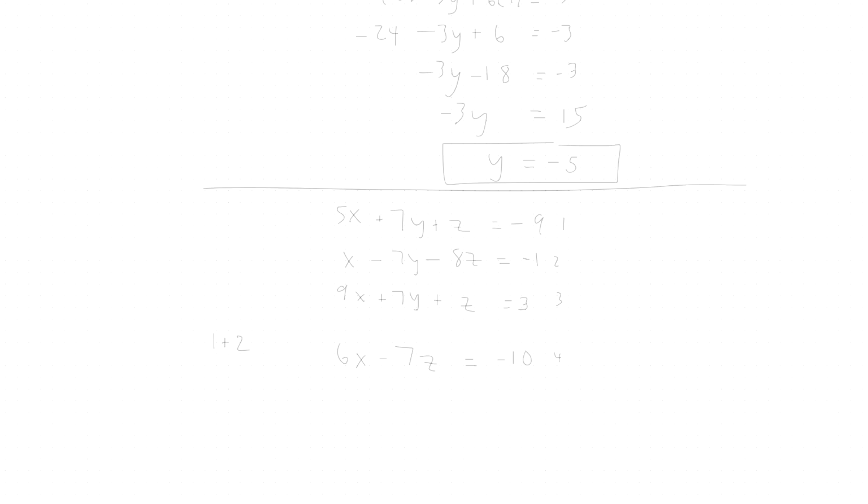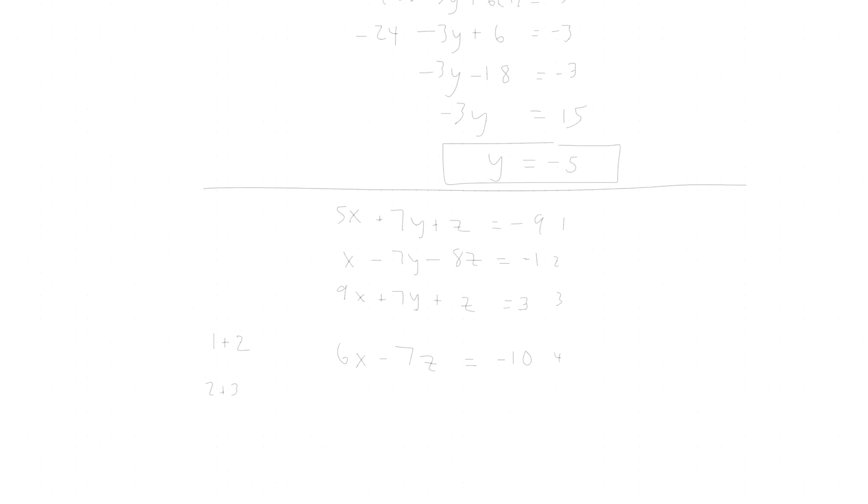So what's the next step? Look at 2 and 3. What are we going to do with 2 and 3? Are we going to subtract? No. Add. We eliminate the y's so we can add them. So 2 plus 3. If we add them, the y's will cancel out. What's x plus 9x? That'll be 10x.